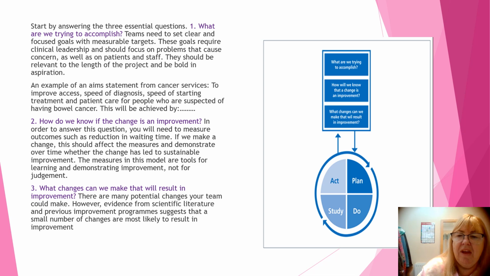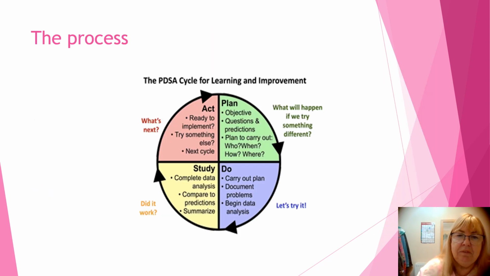There are your 3 questions there, and then below that you see the Plan, Do, Study, Act circle. Let's have a look at that now. PDSA cycle. So the first quarter starts with plan. What will happen if we try to do something different? So in that quarter, we have our question or our achievement that we're aiming for. We maybe have some predictions from the team saying, I reckon if we did this, we could improve it by that much. And during that quarter, you actually put your plan together. Okay, what are we going to do?